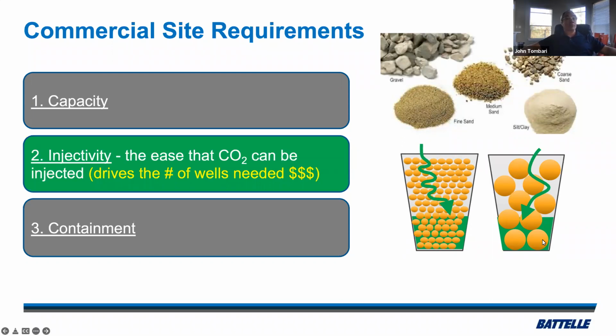So if I take a little glass on the right that has big grains or marbles, and I fill it with water, you can imagine the water flowing quickly through those grains and filling up fast. But if the grains were small, the path between those grains from space to space is tortuous, and it will fill slower. So the size of the grains and hence the permeability will dictate how many wells I need to inject a given volume of CO2, and that's expensive.